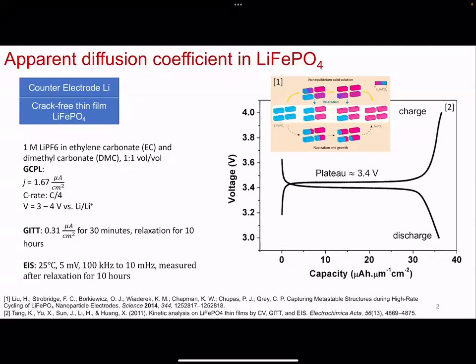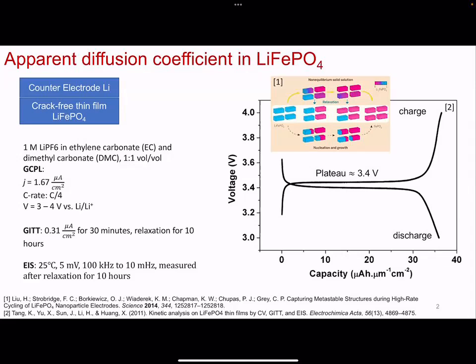Okay, and here are some of the details for this particular experiment of GITT: applying a 0.31 microamp pulse per centimeter squared of the electrode material, applying that for 30 minutes and then relaxing for 10 hours and waiting to see. Okay, so that's the GITT experiment.